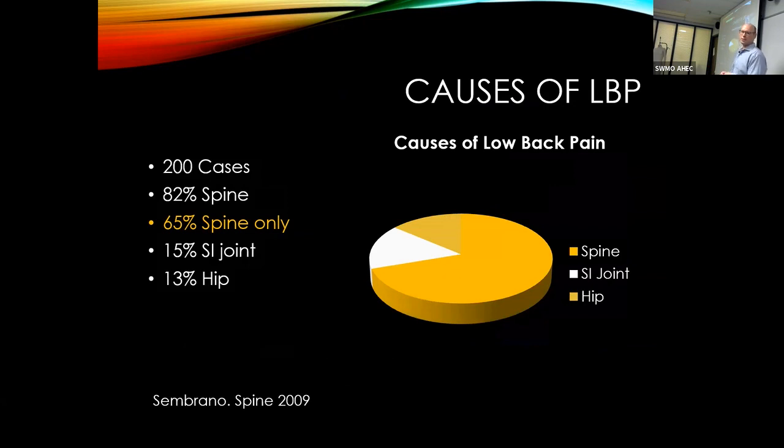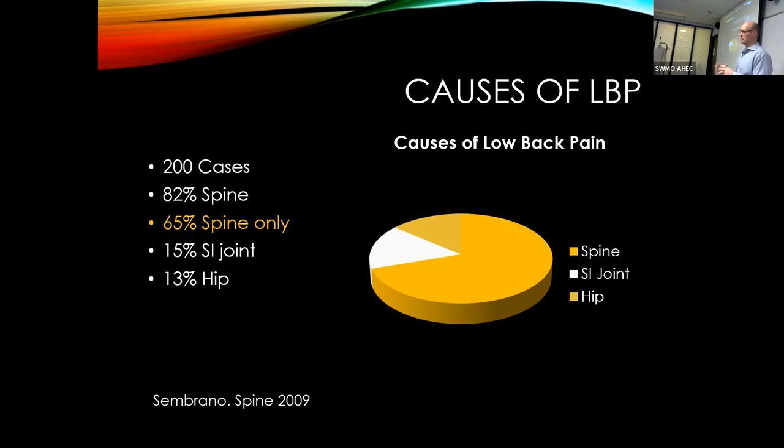So, causes of back pain. Is it coming from the back? Is it coming from the spine? Only 2/3 of the time is it coming from the spine. It can come from the hip, the SI joint, or something else. So that's just over half, in my opinion. Is it really coming from the spine?